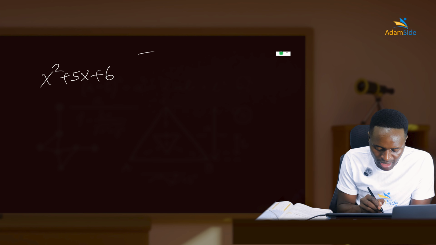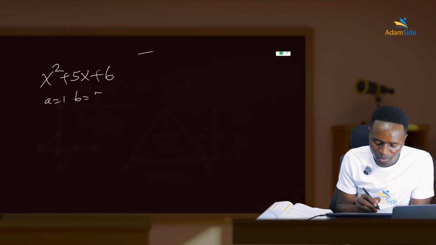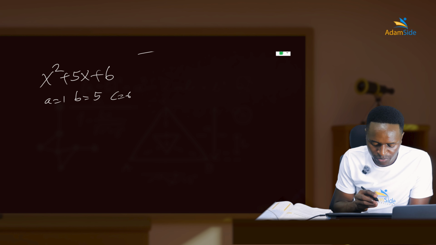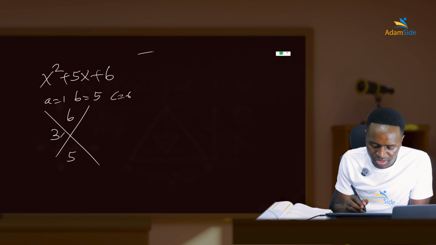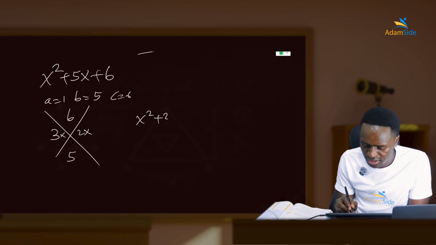What do you say? A is 1, B is 5, and C is 6. So we say the product should be equal to AC, which is 6, and the sum should be equal to 5. Find two numbers that if you multiply, you get 6, and if you add, you get 5. So that will be 3x and 2x. Then put it, x squared plus 3x plus 2x plus 6.